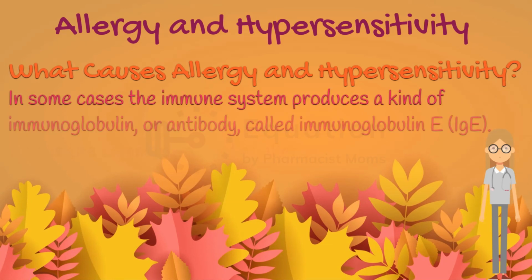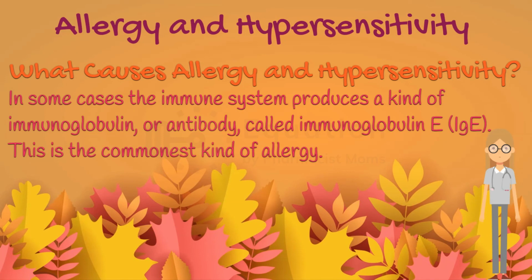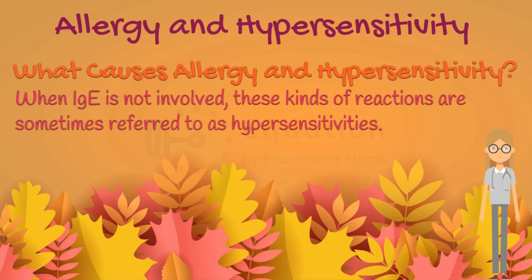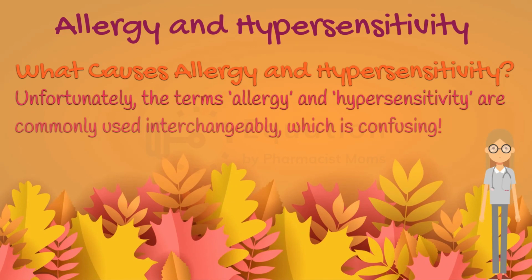In some cases, the immune system produces a kind of immunoglobulin or antibody called immunoglobulin E or IgE. This is the commonest kind of allergy. When IgE is not involved, these kinds of reactions are sometimes referred to as hypersensitivities. Unfortunately, the terms allergy and hypersensitivity are commonly used interchangeably, which is confusing.